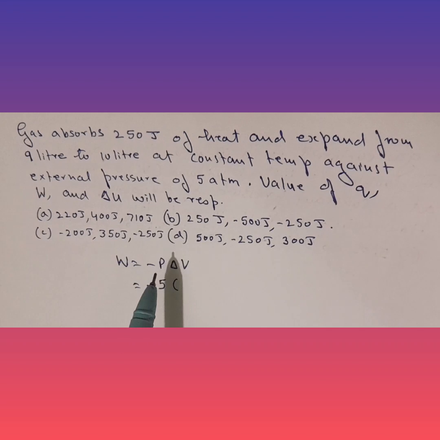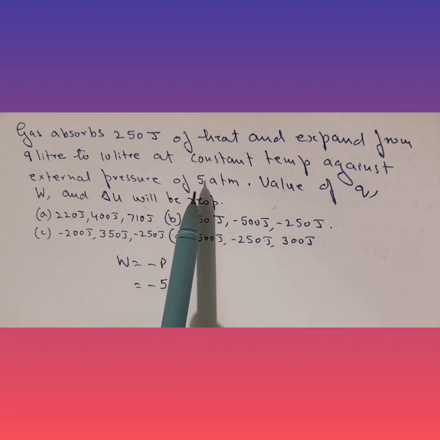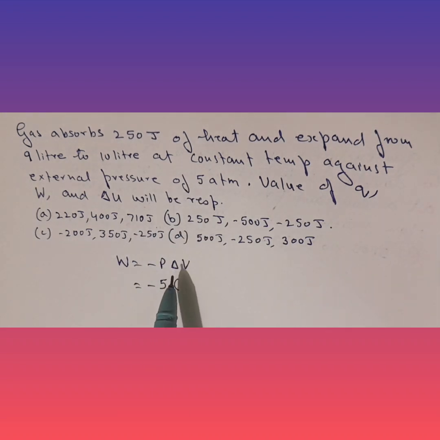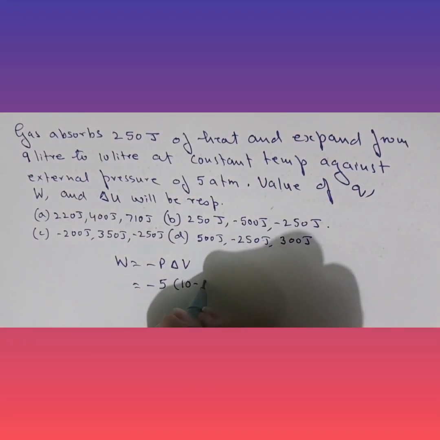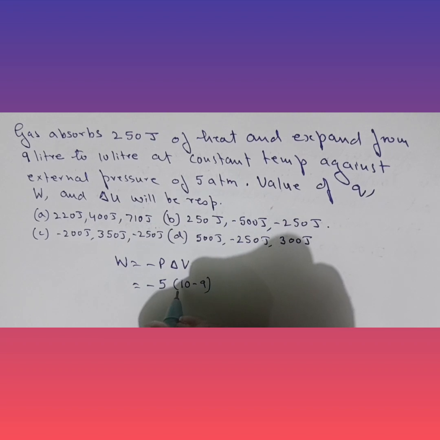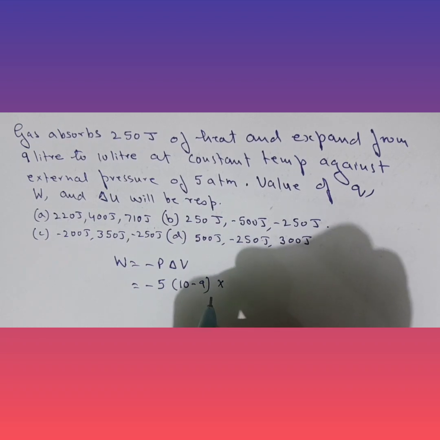So pressure volume type of work, jot it down. W is equal to minus P del V for expansion. Now the pressure mentioned is 5. Change in volume is 10 minus 9, final volume was 10, initial volume was 9, into 10 raised to 5. Why 10 raised to 5?